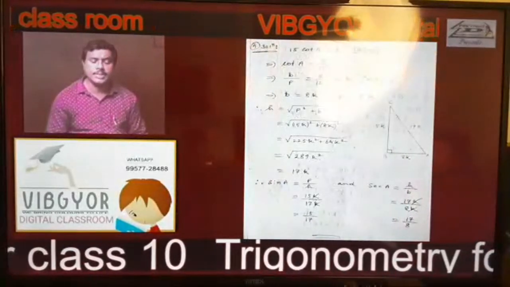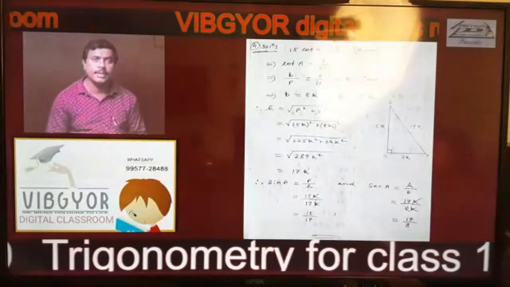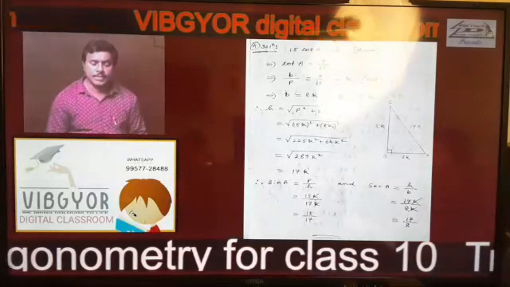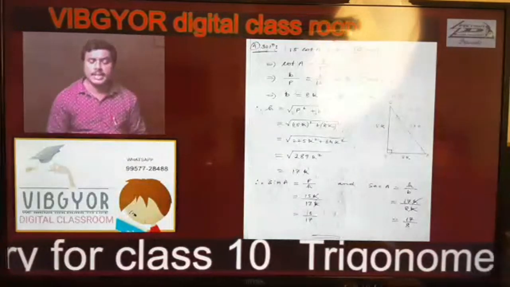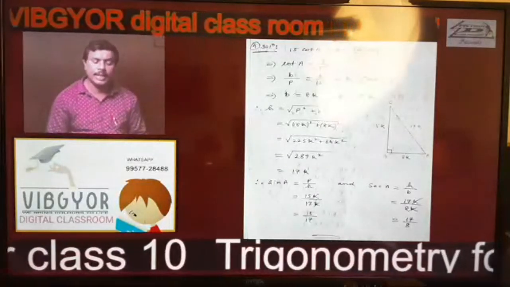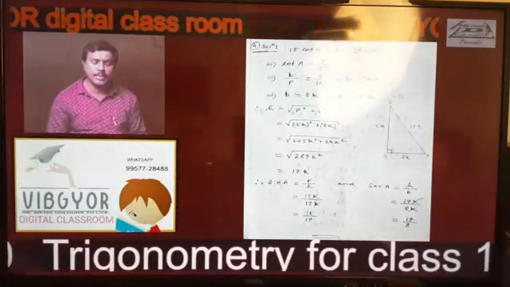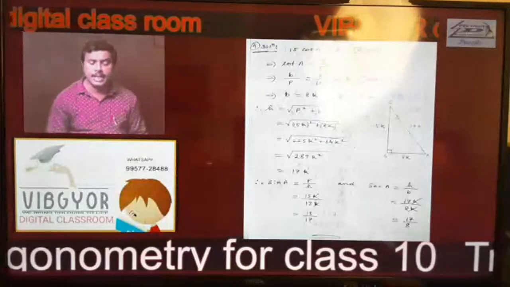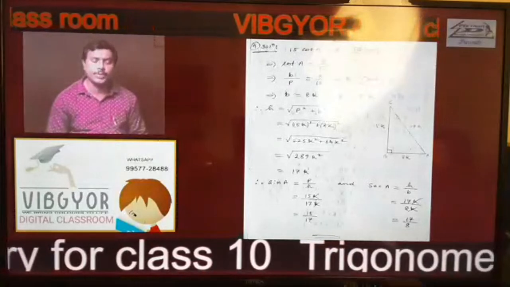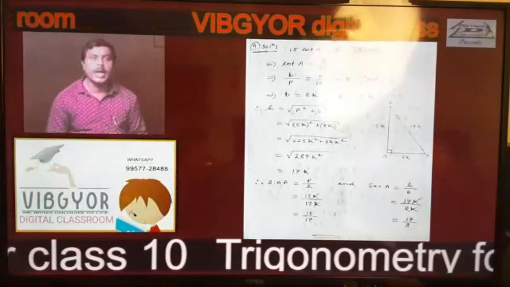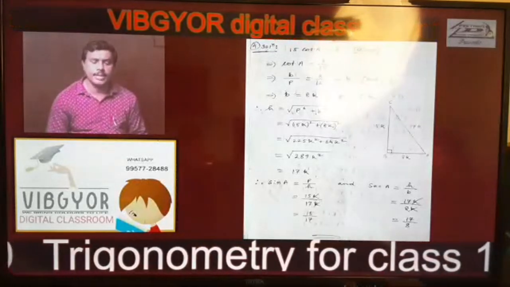Cot is the ratio of base and perpendicular. So in place of cot A, we will write B by P is equal to 8 by 15 is equal to K. We have to consider K is a constant. So we will get B is equal to 8K and P is equal to 15K. In place of base, we will write 8K and in place of perpendicular, we will write 15K. So with the help of Pythagoras Theorem, we will find the measure of hypotenuse. Hypotenuse is equal to under root perpendicular square plus base square.